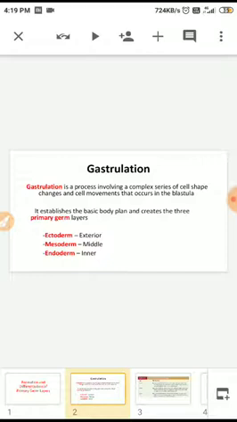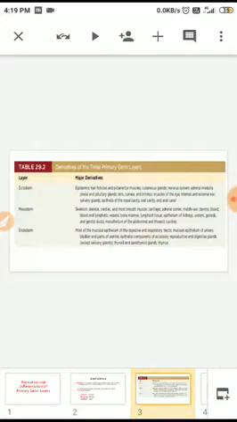When the blastula is converted into gastrula, there are many changes in the cell, like the formation of three primary germ layers, and there are cell movements known as epiboly and emboly. The three germ layers which are formed during gastrulation are ectoderm, mesoderm, and endoderm. These three layers give rise to the human body. Ectoderm is exterior, mesoderm is middle, and endoderm is inner.